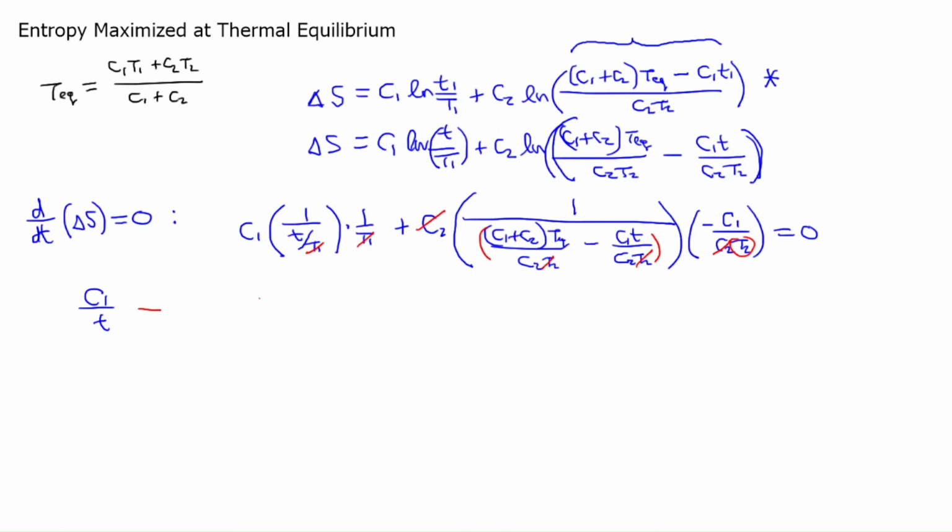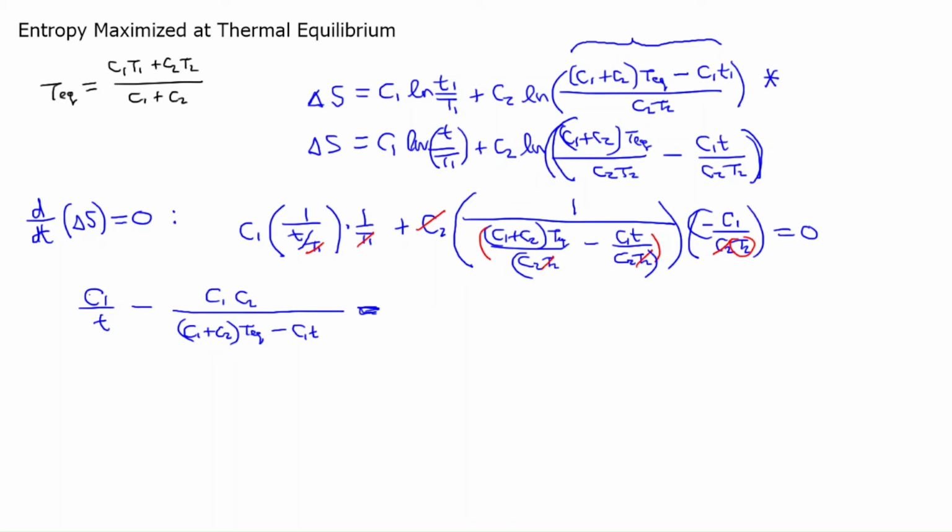C1 over T. I have a net minus that comes from this chain rule over here, so minus, I'm going to have a C1, then I have this composite denominator. Notice we already have this common denominator, so that common denominator up here is really just C2, now that we get to that. So all of this is equal to 0.